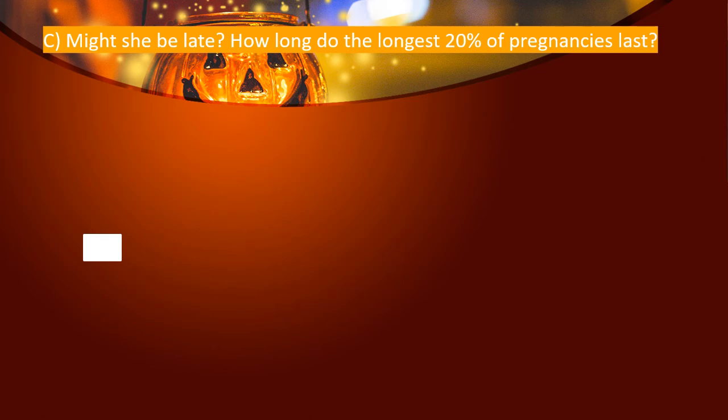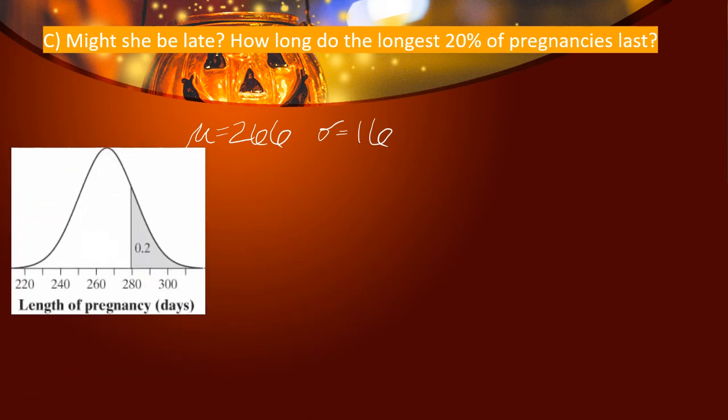So C is a bit of a tricky one. Might she be late? How long do the longest 20% of pregnancies last? Okay, let's figure out this one. Again, I can do this. Mu equals 266. My standard deviation is 16. And now I have a percentile, 20%. The first thing I'm going to do is draw a distribution here. I want the longest 20%, which means 20% on the right side. And I can't do anything unless it's on the left side.